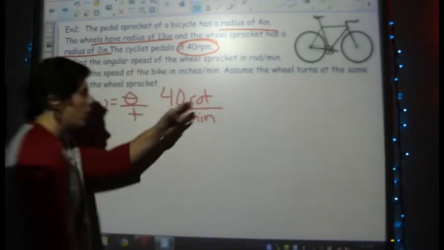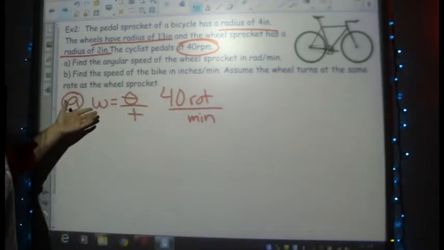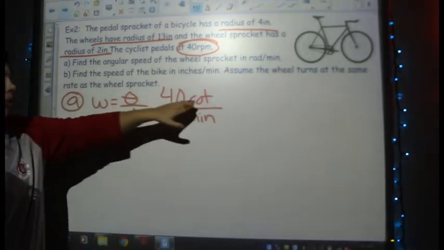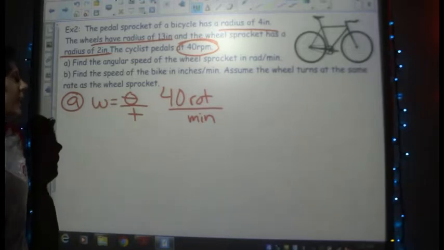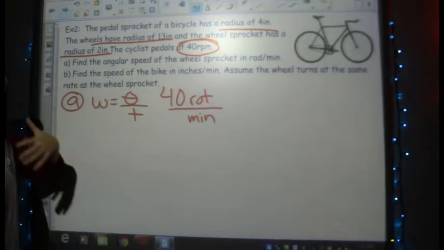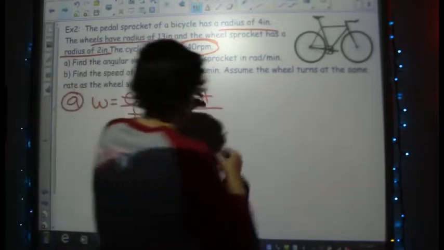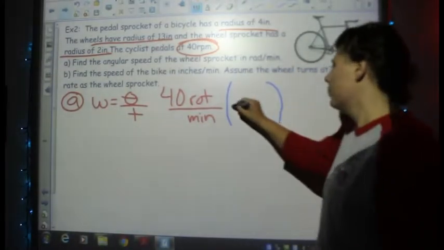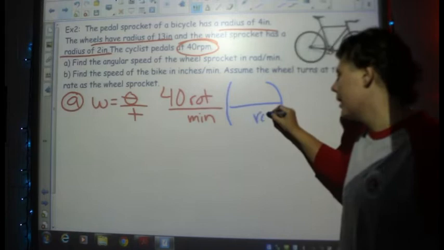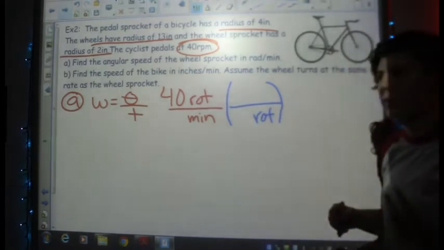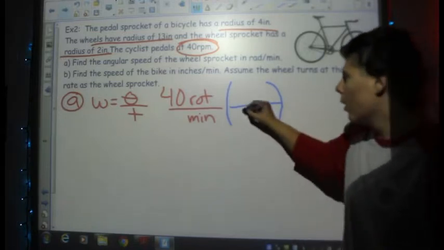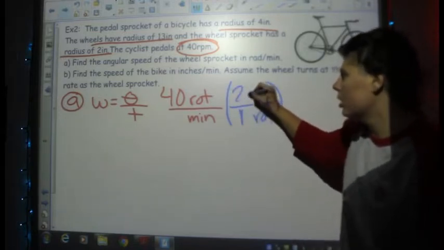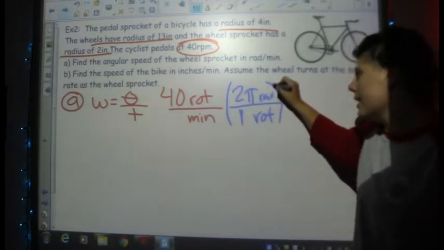Again, this is very close to what we need for our angular speed, except I have rotations on top. Instead, what I need is theta. I need theta in terms of radians. So just like on the last problem, I'm going to need to convert. Because rotations is on top, I need to put rotations onto the bottom. And here's where I think about my conversion factor. I say, okay, how many radians are in one rotation? Well, one rotation is equal to 2 pi radians.